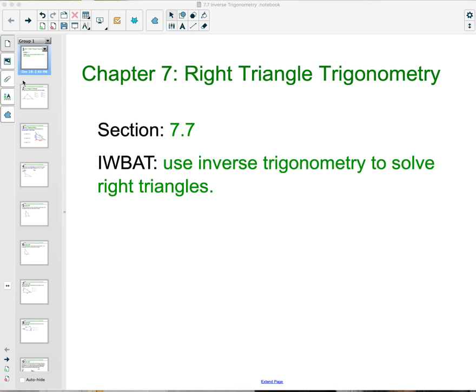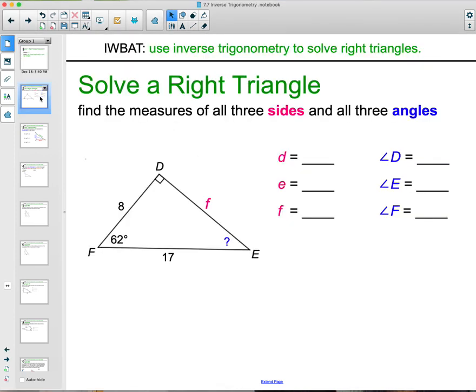In this video, we are going to be using inverse trigonometry to solve right triangles. Inverse trigonometry is going to help us solve for missing angles. To solve a right triangle means that you come up with measures for all three sides and all three angles.